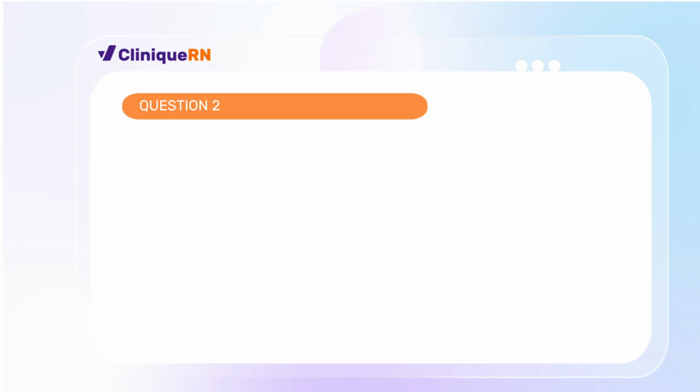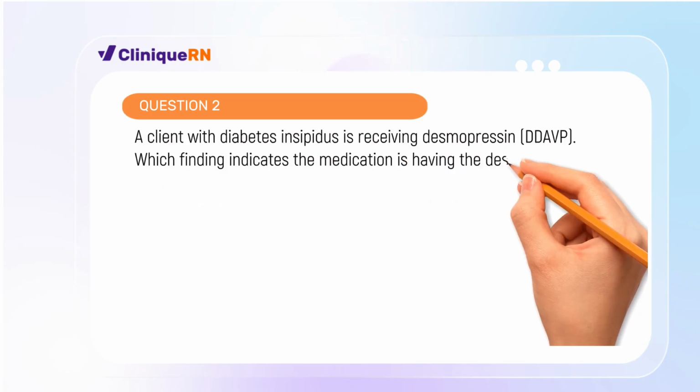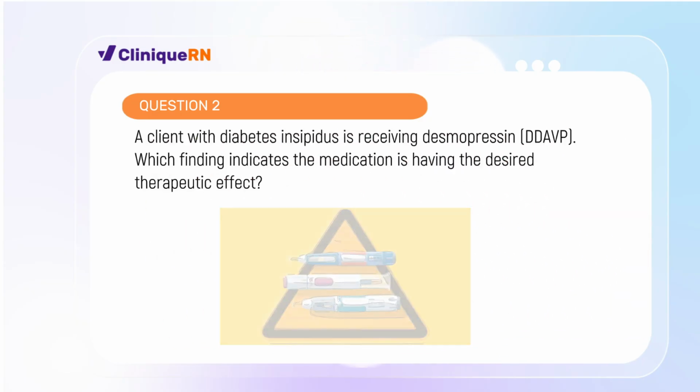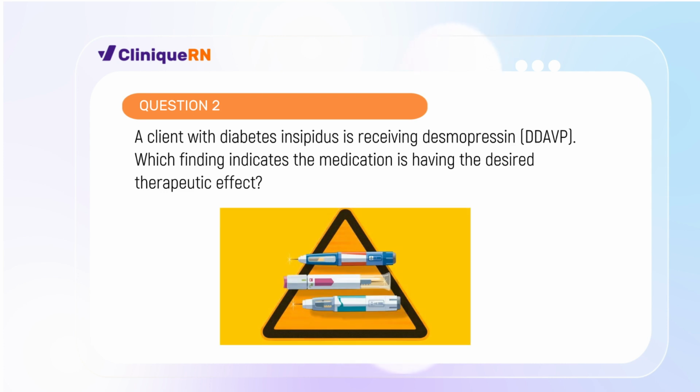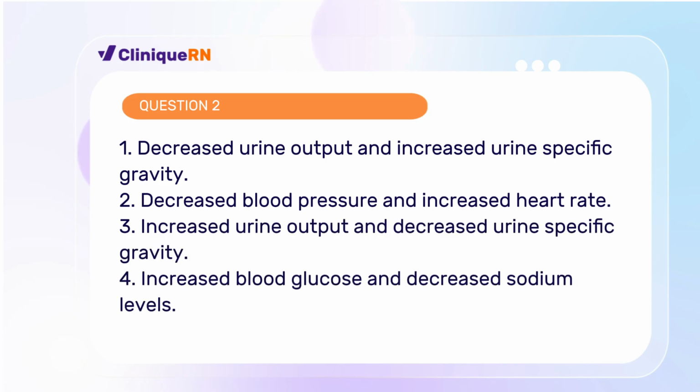Question 2. A client with diabetes insipidus is receiving Desmopressin, DDAVP. Which finding indicates the medication is having the desired therapeutic effect? 1. Decreased urine output and increased urine-specific gravity. 2. Decreased blood pressure and increased heart rate. 3. Increased urine output and decreased urine-specific gravity. 4. Increased blood glucose and decreased sodium levels.